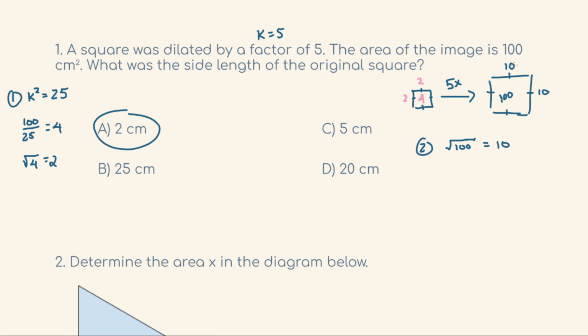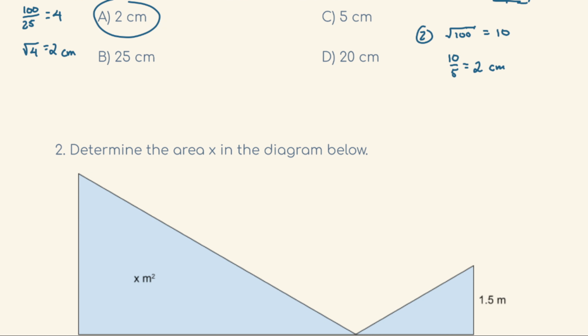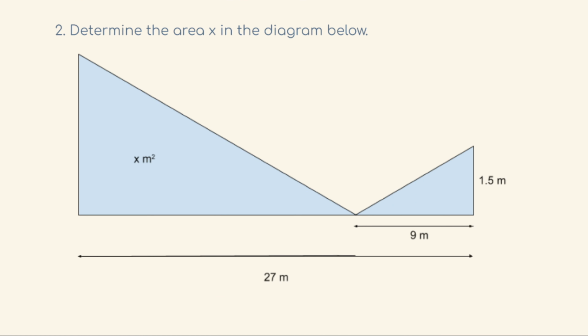And if you didn't know that, you could do the square root of 100, and that's going to give you 10. Now, knowing that these new side lengths are 10, and they're 5 times larger than my original, you're just going to do 10 divided by 5, your original k that was given to you in the question, and that's going to give you 2. And that still comes out to the same answer here. So 2 centimeters, 2 centimeters.